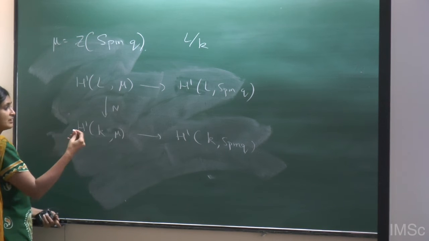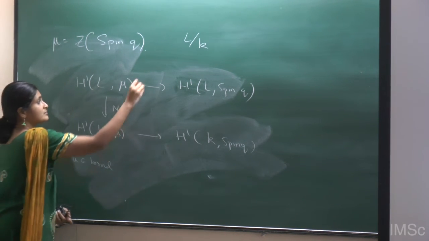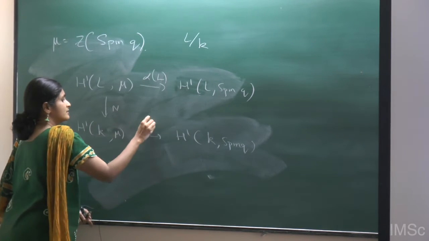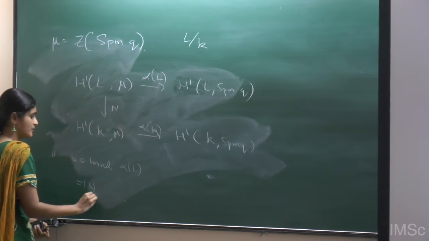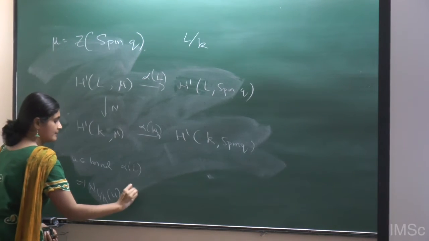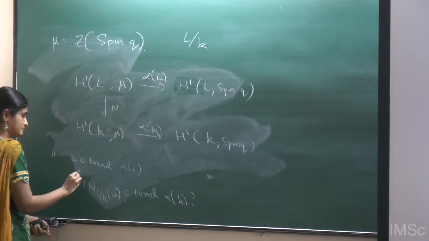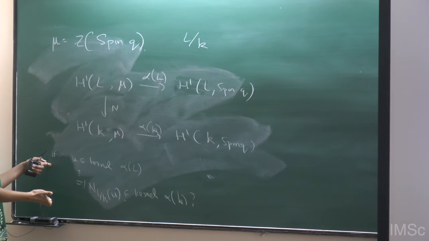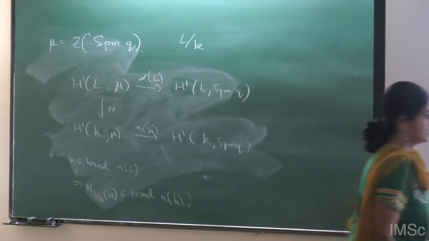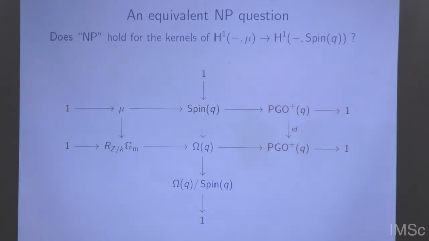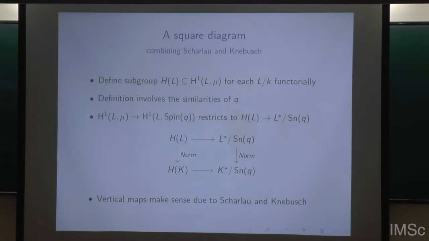And now you ask it for the kernels. Let's call this map alpha. If you have something in the kernel of alpha, is the norm in the kernel at the level below? So the norm principle question translates to this fact here: is the norm of a kernel a kernel? And here is the nice part.